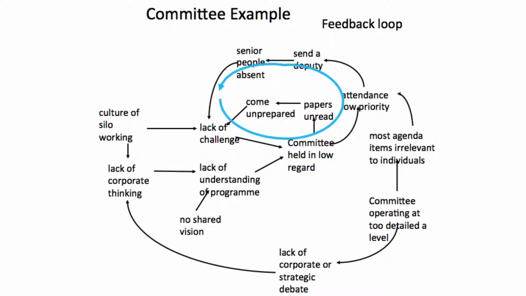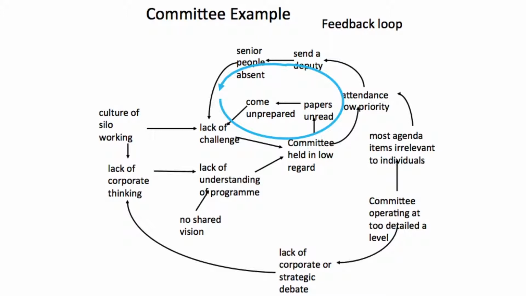You can also see a feedback loop. So the committee held in no regard, attendance a low priority, sending a deputy, senior people absent, and then a lack of challenge. If there's a lack of challenge, the committee's held in low regard. So the feedback loop is reinforcing, you can't get out of it. So it's really important to try and break that feedback loop in some way, and you can do that by going back to the lack of challenge.